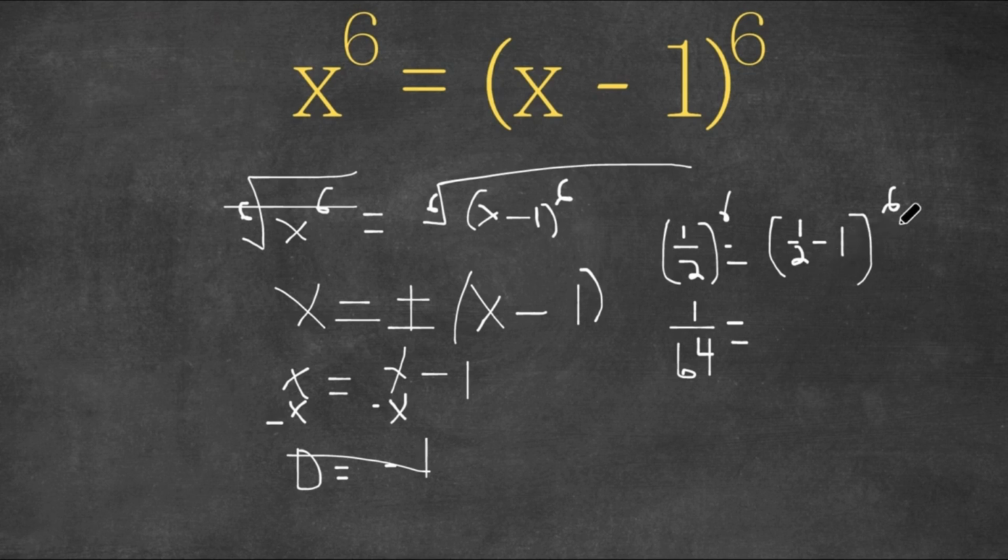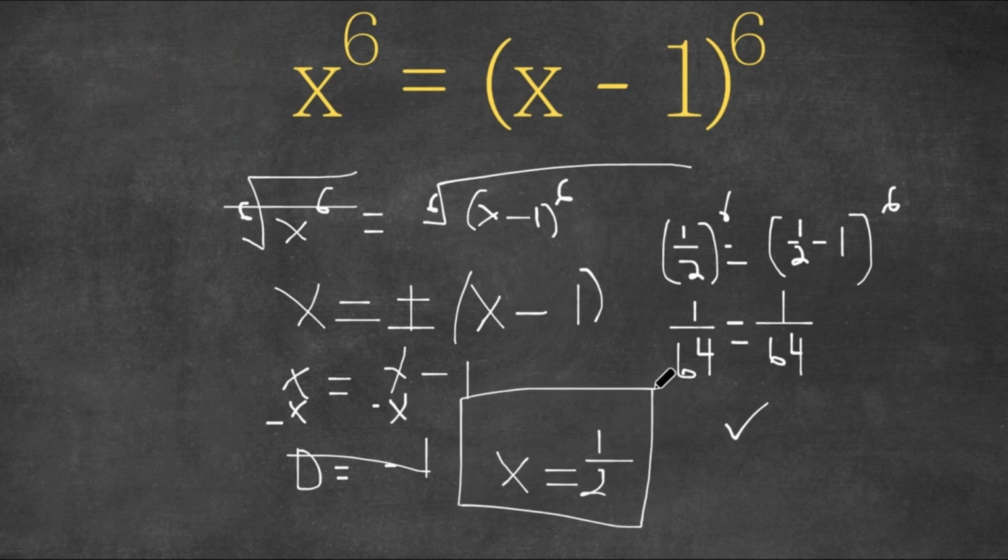And (negative 1/2) to the power of 6 is the same thing as (1/2) to the power of 6, because even if you raise a positive or negative number to a power, as long as our exponent is even, then our answer is always going to be positive. So (negative 1/2) to the power of 6 is also 1/64. So this is right, meaning x does equal 1/2. So this is our answer to this equation.